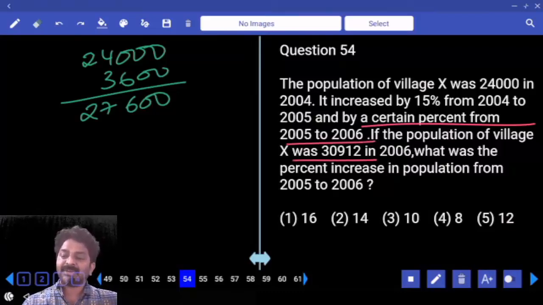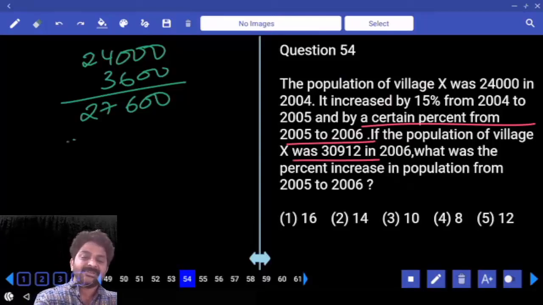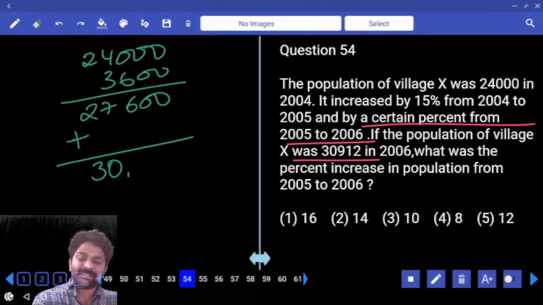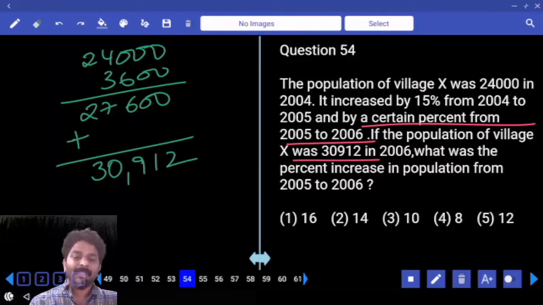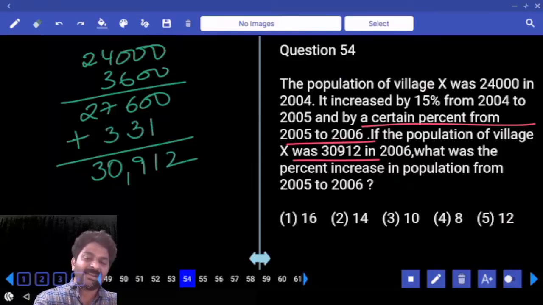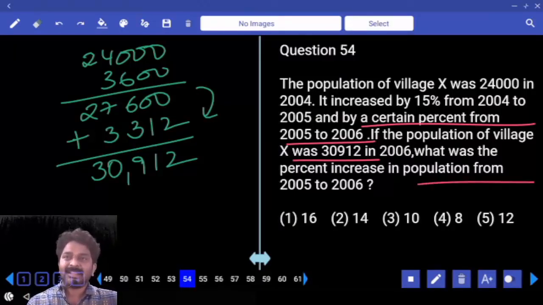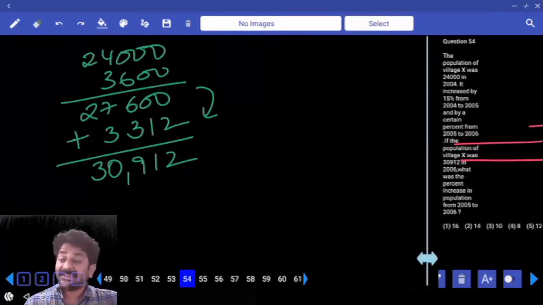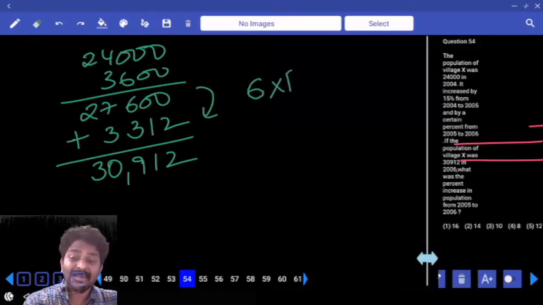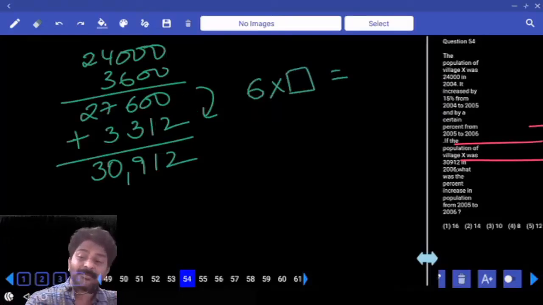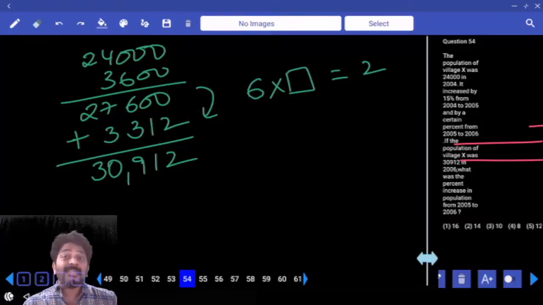The population of village X was 30,912 in 2006. So after this, something is added here, and finally the value becomes 30,912. How much is added? 3,312 is added. Now 3,312 is calculated on which number? 27,600 only. And we were asked to calculate the increase in percentage. What is 1% of 27,600? 276. Multiplied by some number, the result ends with 2. 6 into which number ends with 2? Either 2 or 7. Then your rate of increase must end with either 2 or 7 only.